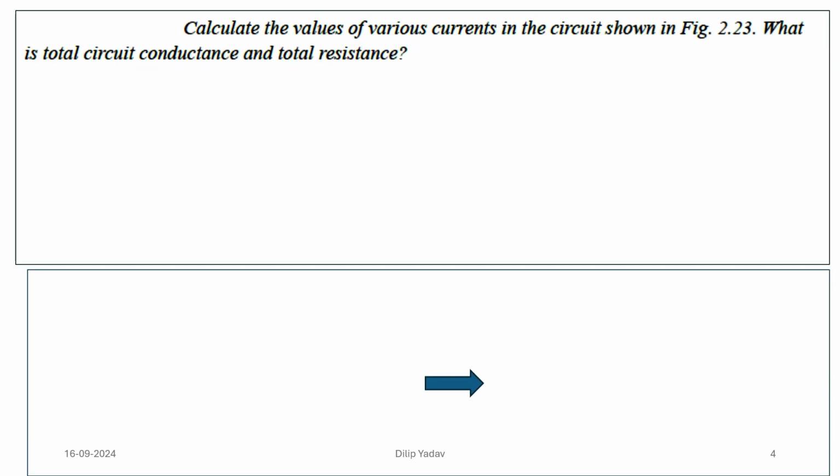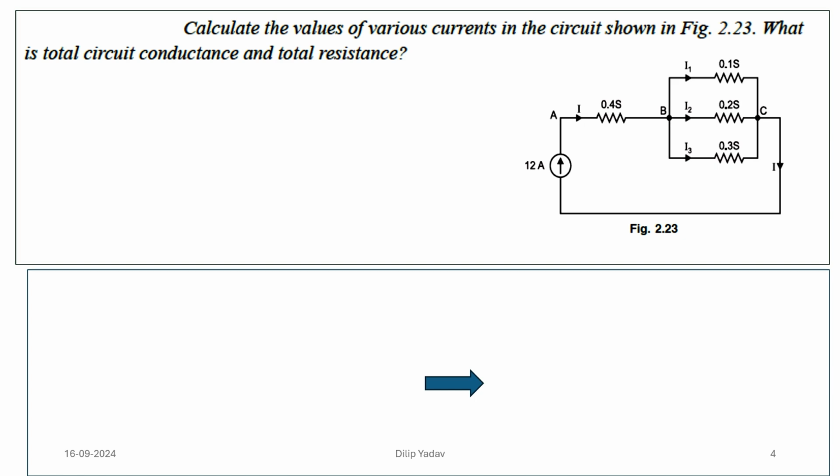So this is the other example that we are going to take. This numerical is saying we need to calculate the current. Find the value of the various currents in the circuit shown in figure 2.23. What is the total conductance and the total resistance? It is asking for the conductance. We have to remember the symbol that is given. Here we know that R is equal to 1 upon G, so the conductance is what we need to calculate.